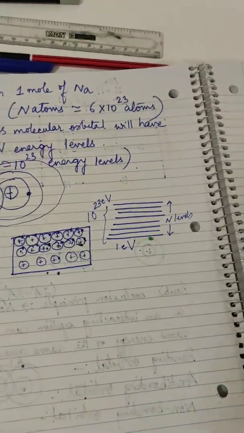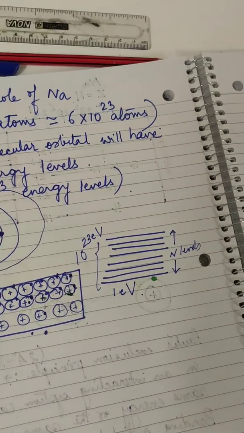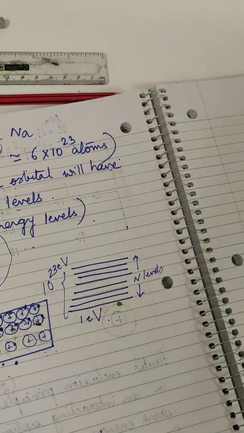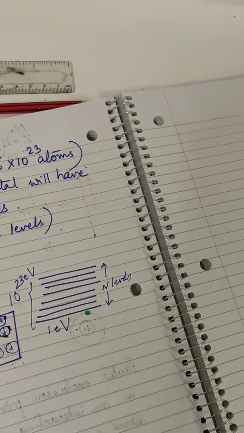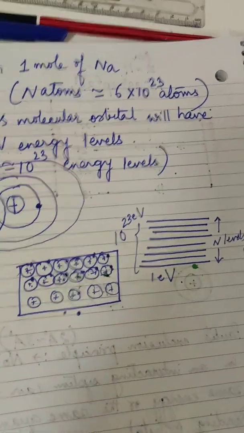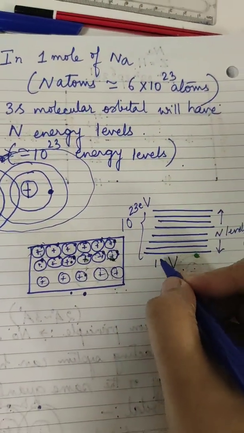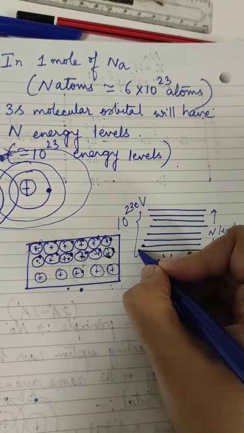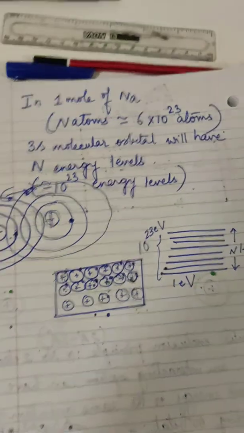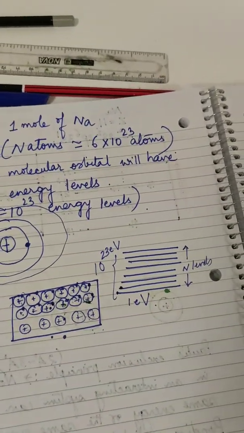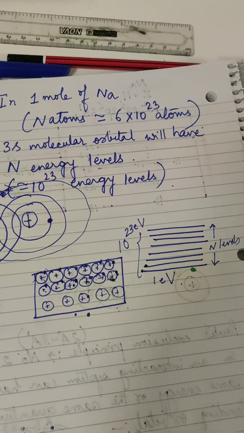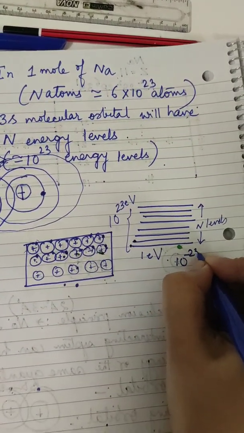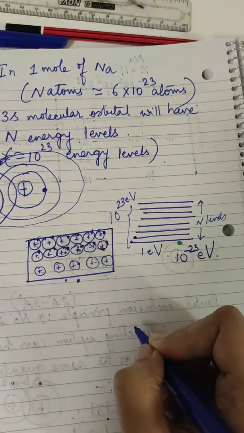So what is the gap between two energy levels? The gap between two energy levels will be 10 to the power minus 23 electron volt.